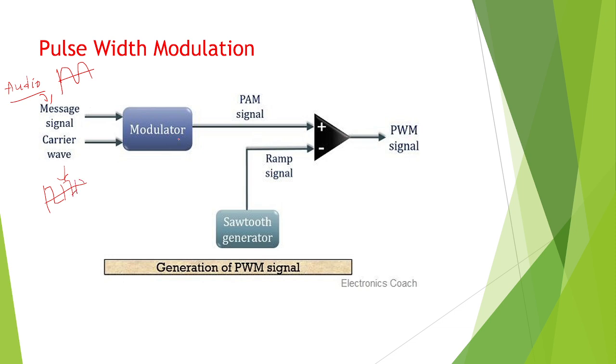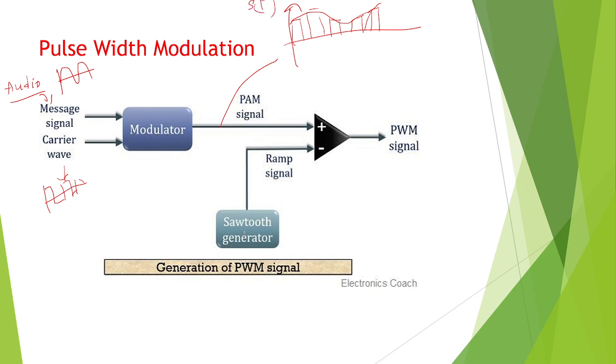So you will get the amplitude modulated signal here. What is the amplitude modulated signal? You will get it like this. The carrier is varied according to the given message signal. So this is the amplitude modulated message signal.